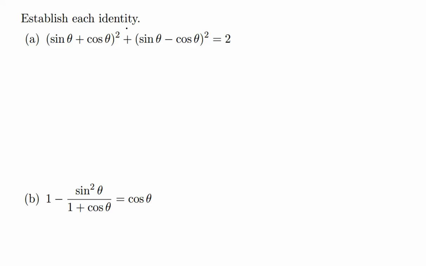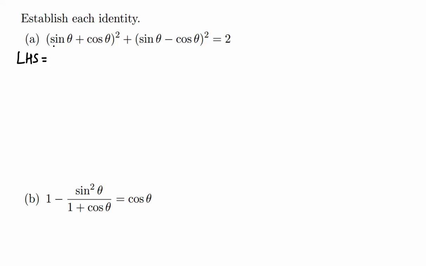Establish each identity. In part A, we have (sine theta plus cosine theta) squared plus (sine theta minus cosine theta) squared equal to 2. So we start with the left hand side. Now, squared means we need to multiply sine theta plus cosine theta by itself. This is not simply sine theta squared plus cosine theta squared.